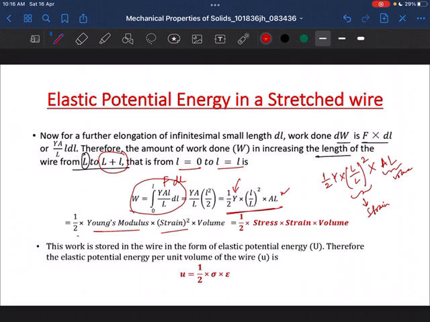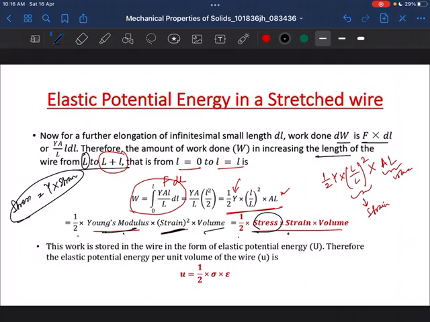So one thing we know, that stress is equal to Y into strain. Stress is equal to Y into strain. So here you see the expression, Young's modulus into strain square. One of the strain I multiplied with Young's modulus, I change it into stress. So half into stress into strain into the volume gives you the elastic potential energy.